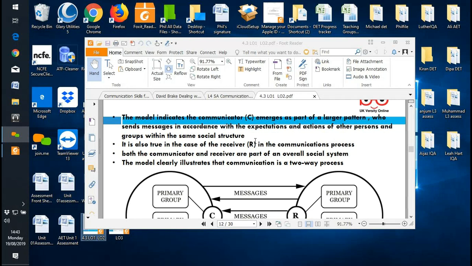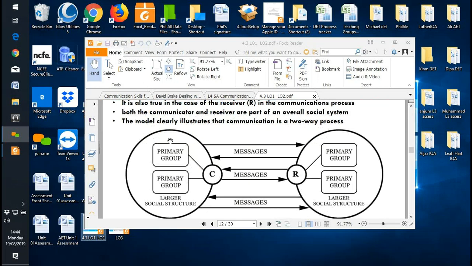Riley's model indicates the communicator emerges as part of a larger social structure, who sends messages in accordance with the expectations and actions of other people and groups within the same social structure. It's also true in the case of the receiver in the communication process, because both communicator and receiver are part of an overall social system. This model clearly illustrates that communication is now a two-way process. So the primary group sends a message, the primary group at the other end sends messages back, and those are received backwards and forwards, and it's part of a larger social structure. Social networking is probably the best example of that, where the messenger will send the message personally, but it will be picked up by a group and probably responded to in several different ways, some positive and some less positive.